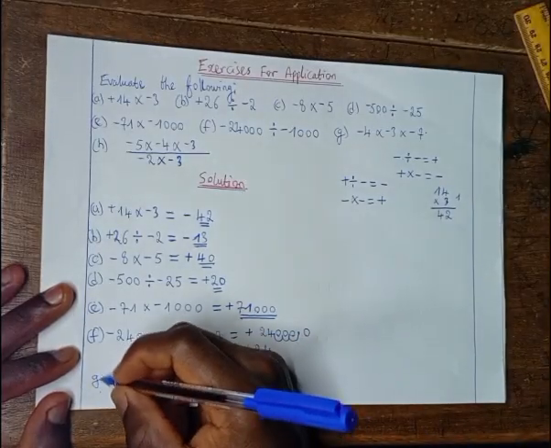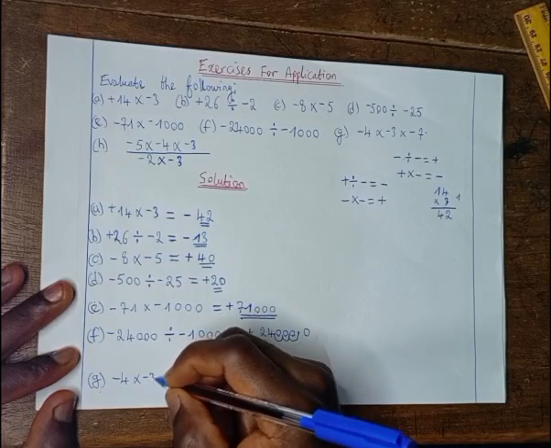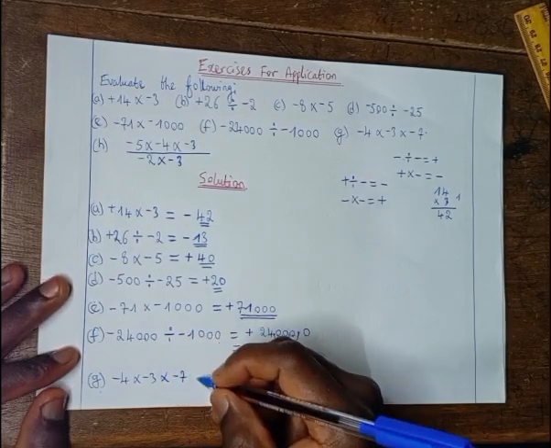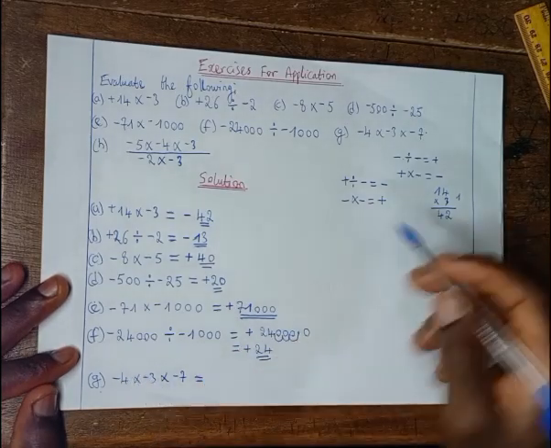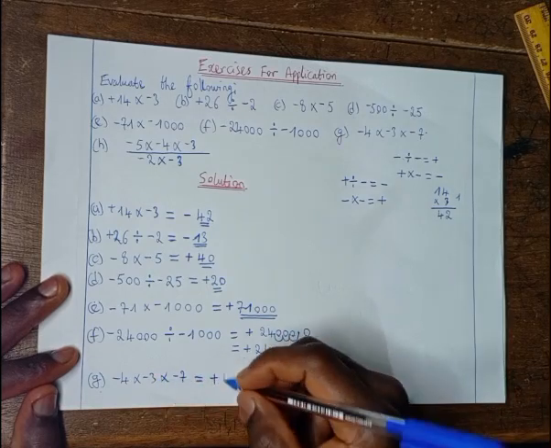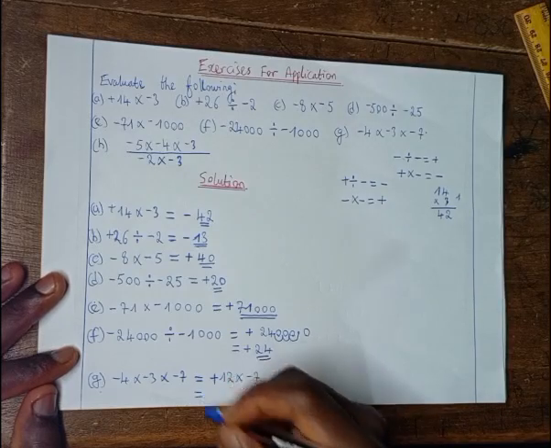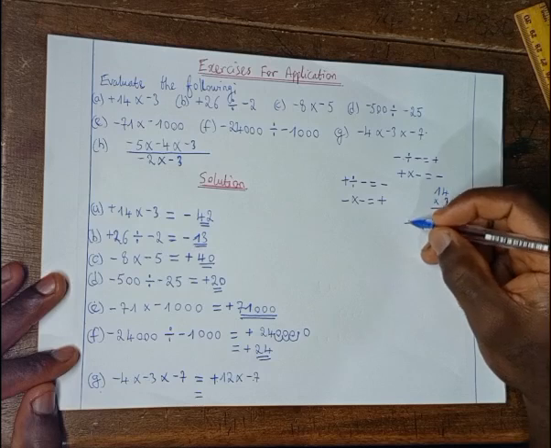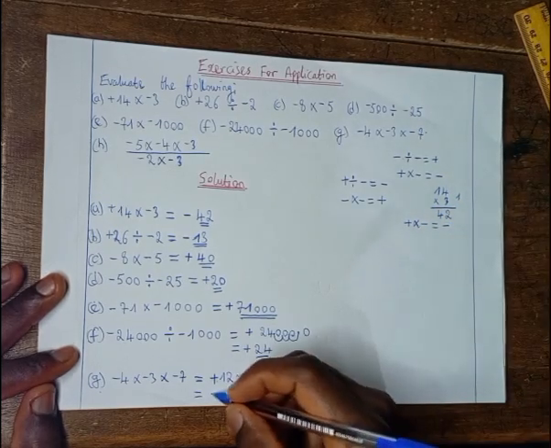We go now to question G. For G, we have negative 4 times negative 3 times negative 7. So we multiply negative 4 by negative 3. If we multiply two negative numbers, the result will be positive. 4 times 3 gives us 12 times negative 7. Next, we are multiplying a positive number by a negative number, the result will be negative. So here we have negative.